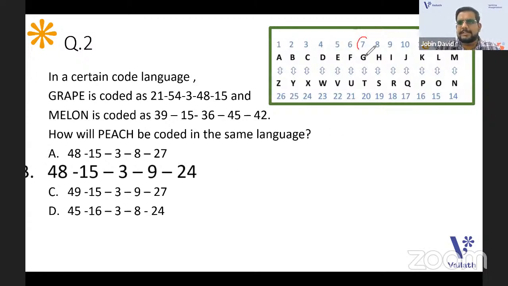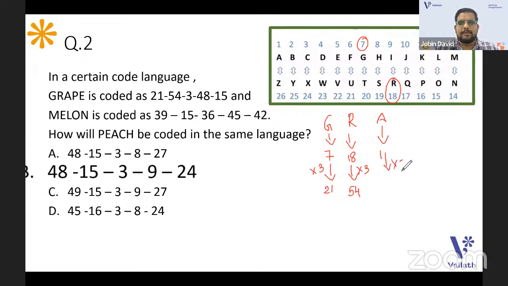Grape: G stands for the positional number 7. Now that 7 is coded as 21. What do we have for R? It is 18. For R, 18 is coded as 54. Now you have a relation: it is into 3. Now what is A? The positional number of A is 1. So 1 into 3 is 3. That's the answer.